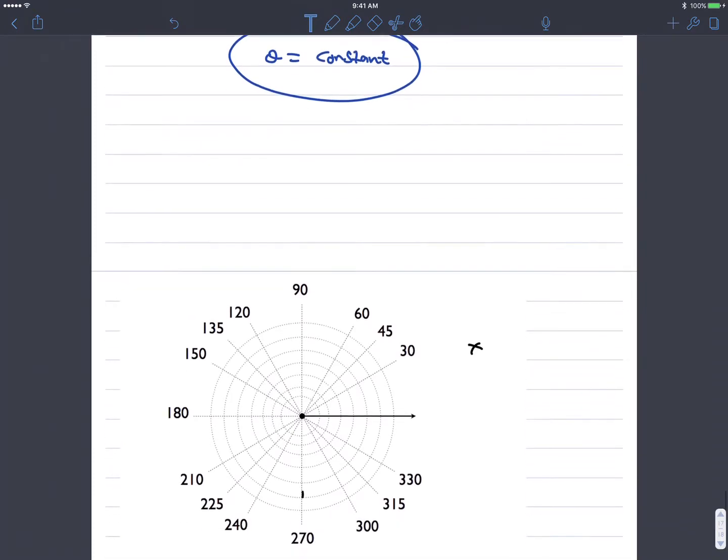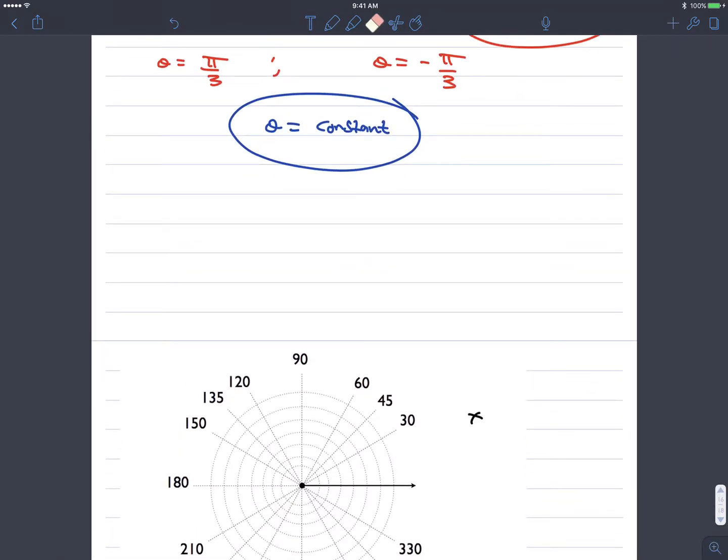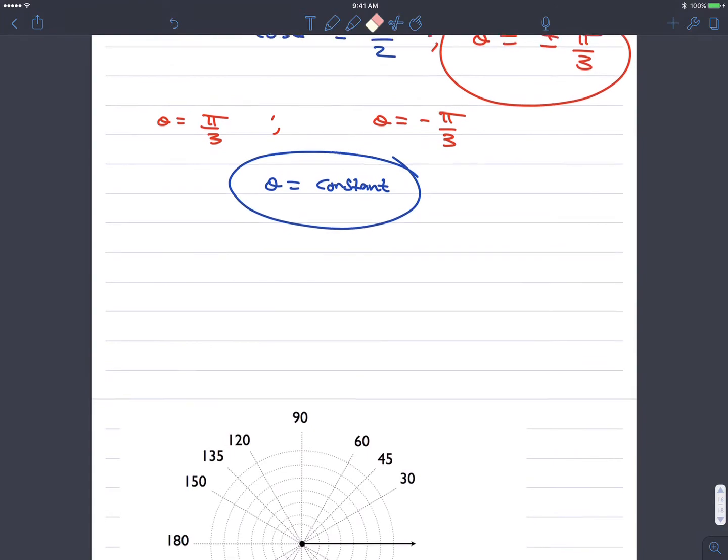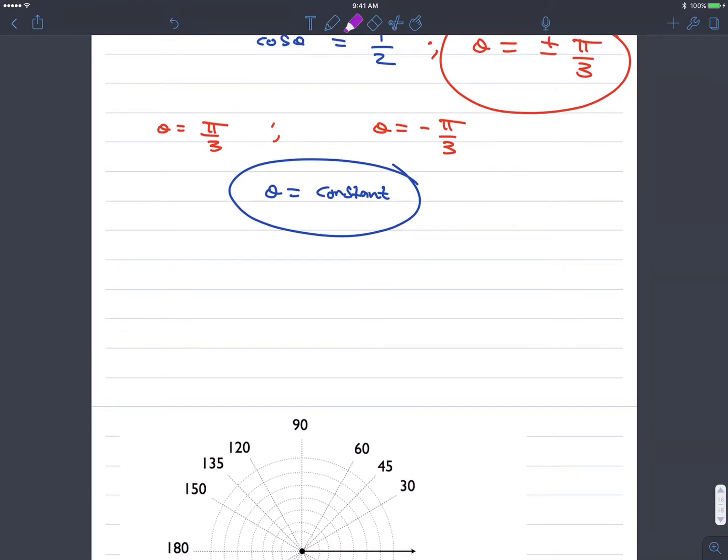Okay. Well, it's not working like we want, but that's okay. Let's consider this. Theta is pi over 3. That's an angle. So I want to point out this important detail for us.